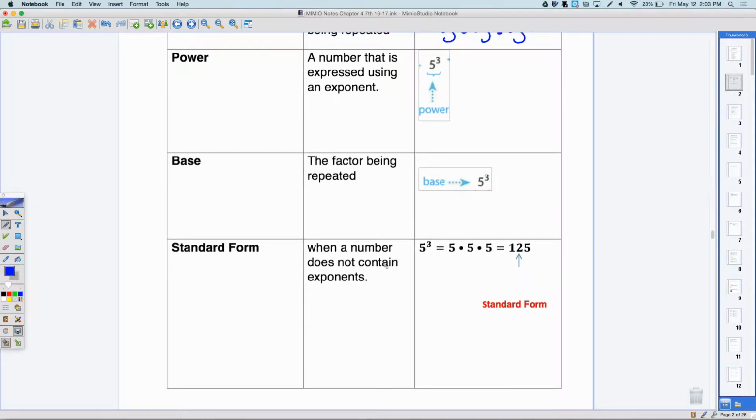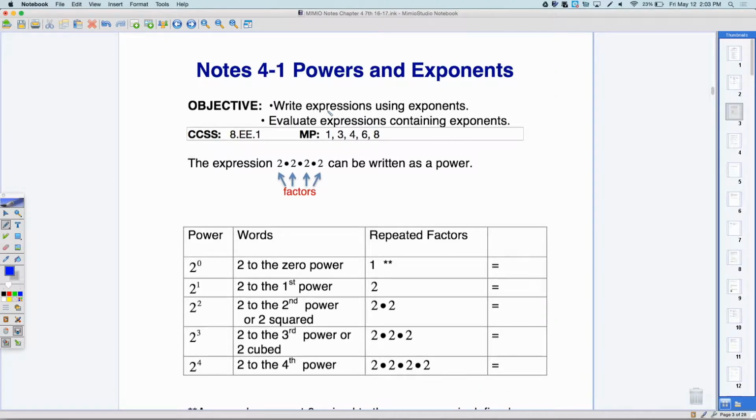exponent. Standard form is when a number does not contain any exponents. So 5 to the third power contains exponents. Take it out of using exponents and it's 5 times 5 times 5. Standard form is 125.